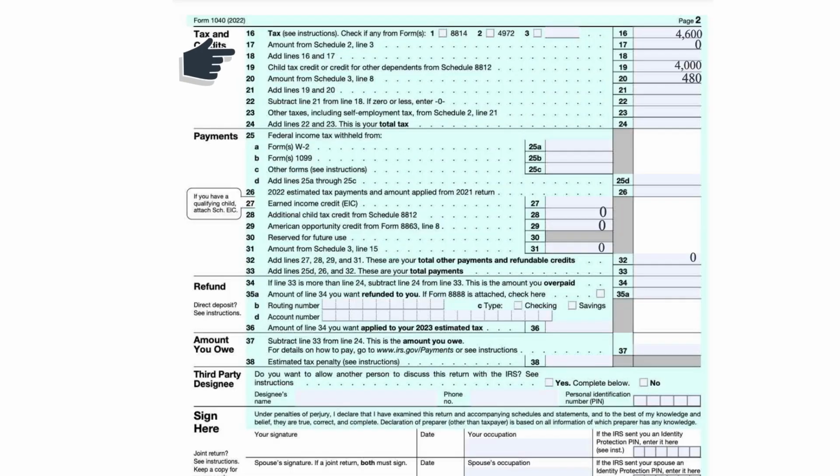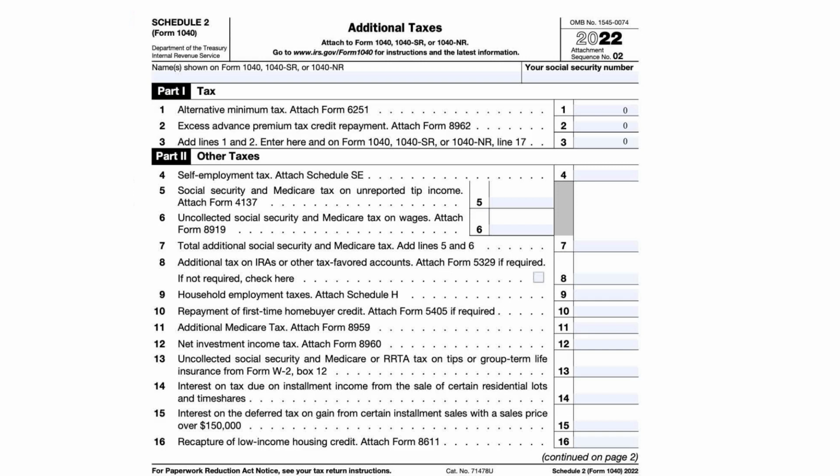Back on Form 1040, line 18 is an add line for lines 16 and 17. Line 21, we will add up lines 19 and 20. On line 22, we subtract line 21 from line 18, getting a total of 120. Line 23 of Form 1040 is the amount from line 21 of Schedule 2, which is the total of other taxes. And so we will go back to Schedule 2 to fill out the second part.